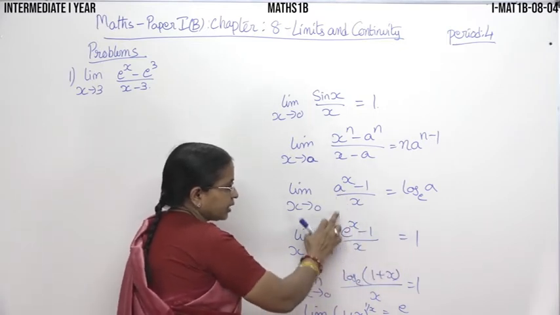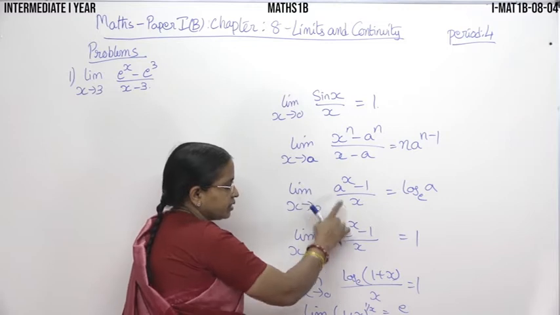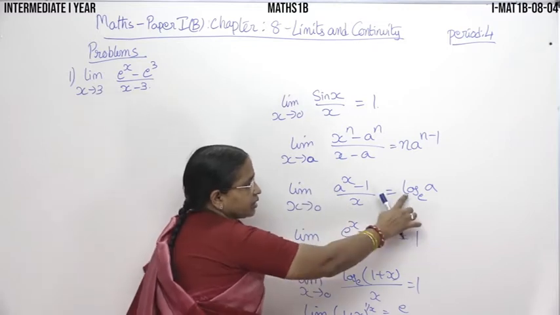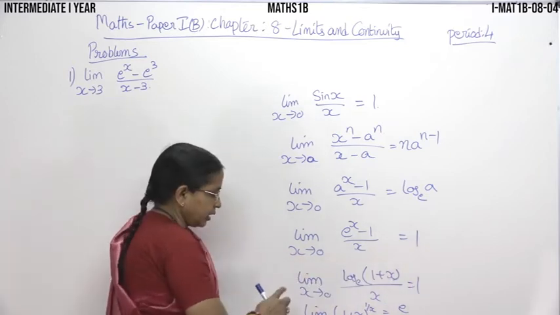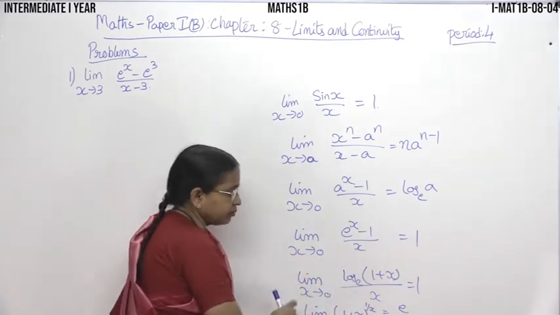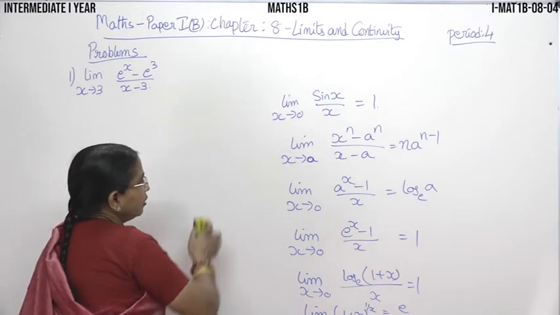This is a particular case of this where a is equal to e. When a is equal to e, this becomes log e to base e, which is 1. So like that. And this is the next one. Okay, now we'll continue with the problems.